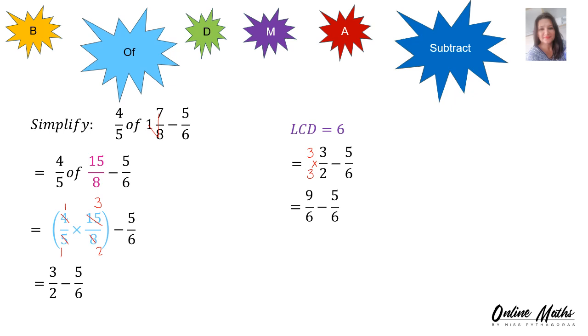And now they are both on the same denominator. So now I can say 9 minus 5 is 4 over 6. And then 4 over 6 can be simplified to 2 over 3.